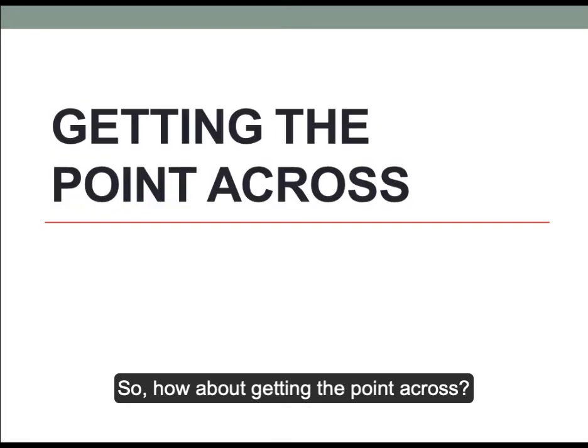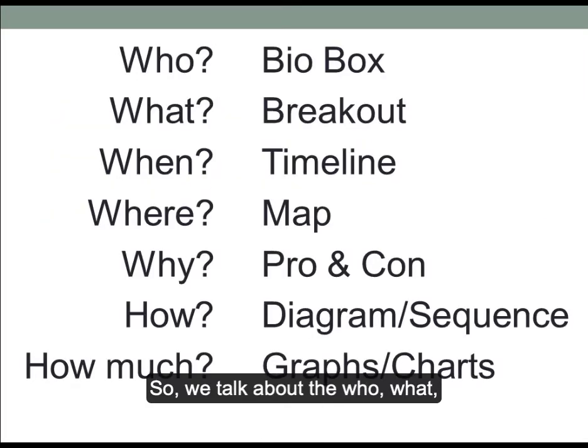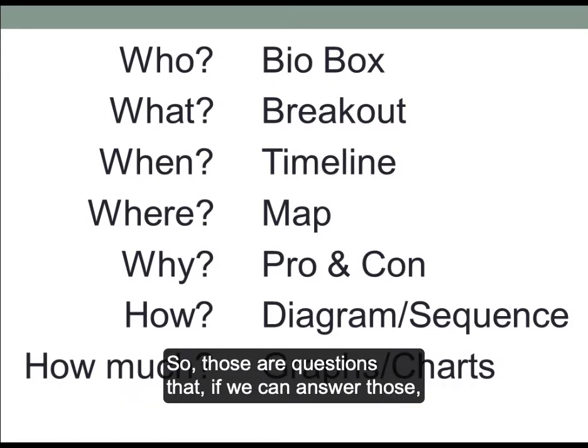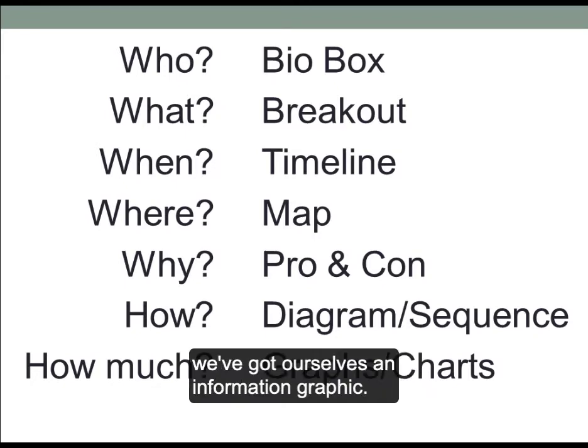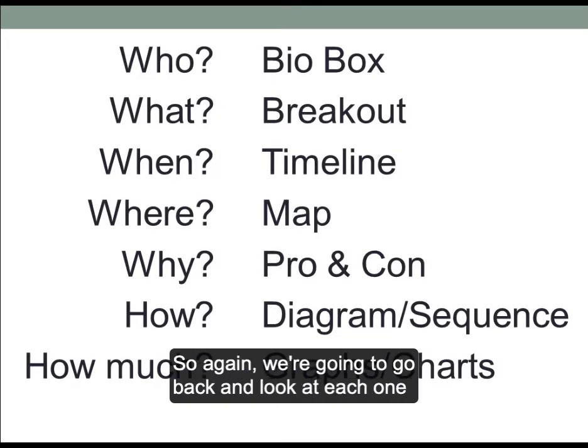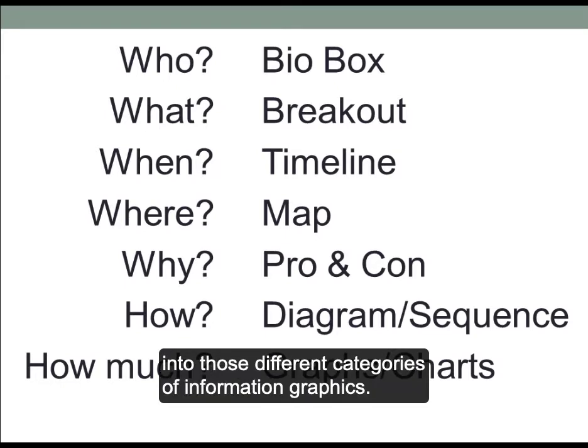So how about getting the point across? How do we do that? We talk about the who, what, when, where, why, how, and how much. Those are questions that if we can answer in a visual way, we've got ourselves an information graphic. We're going to go back and look at each one of these in more detail, breaking them apart into those different categories of information graphics.